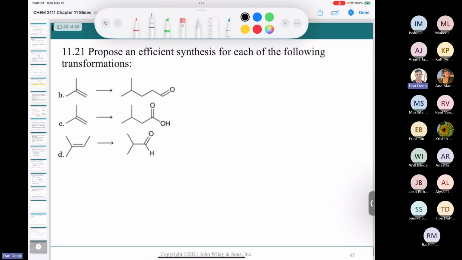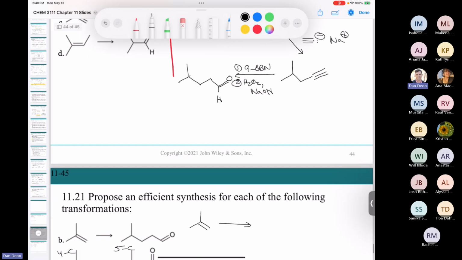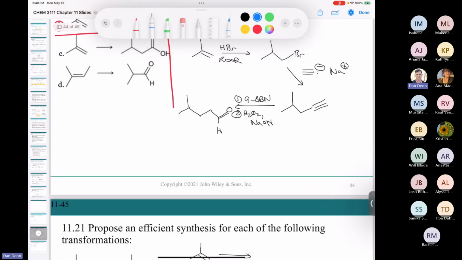All right, let's try C. In C, we're starting with the exact same starting material, but we want to make this carboxylic acid. Here we're starting with 4 carbons and we're ending up with 5 carbons. Now we don't know any way to add 1 carbon to a molecule, but we know how to add 2 carbons. We just did that in the previous problem. If we took this compound and treated it with ozone, followed by H2O, that would give us the carboxylic acid we want.